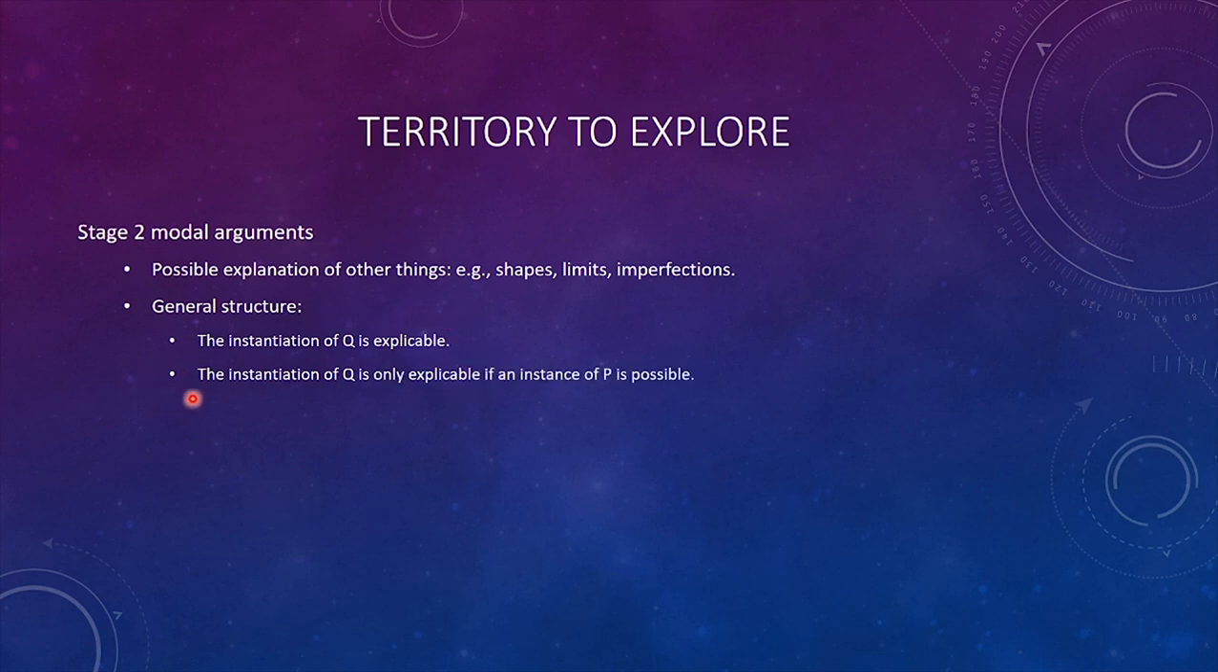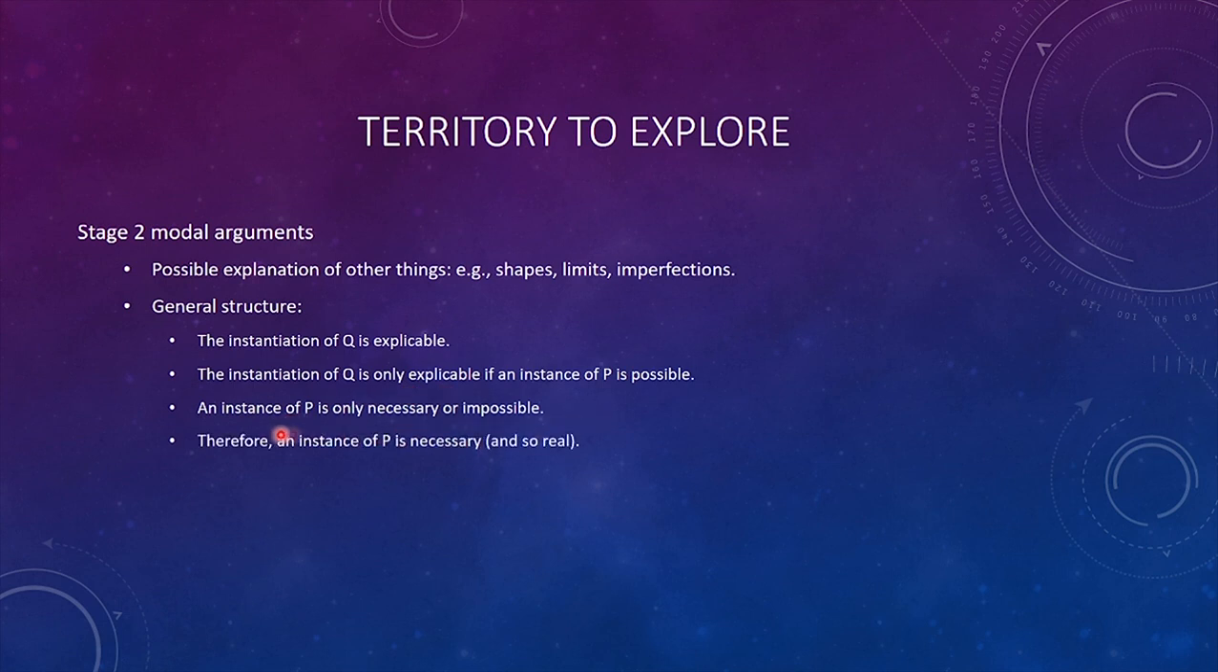The next premise is a linking premise that links Q to another kind of thing. The idea here is that the instantiation of Q is only explicable if some instance of P is possible where P is not Q. Next, if P is the kind of thing that is only necessary or impossible, then we can conclude that an instance of P is actually necessary and so real.